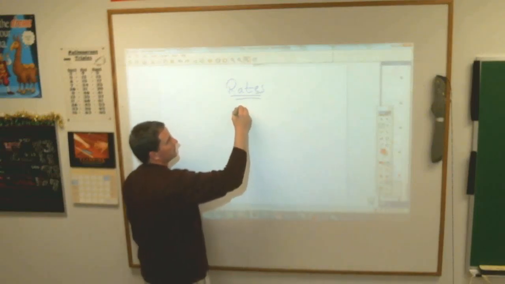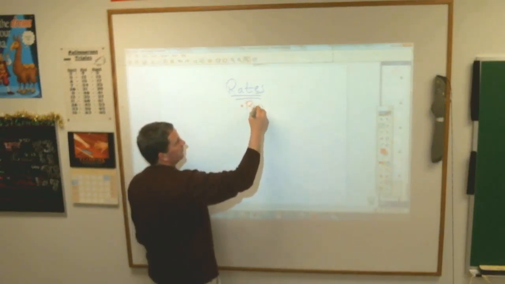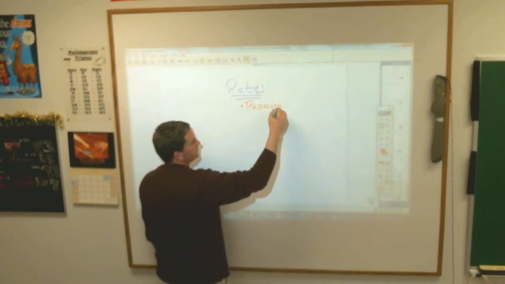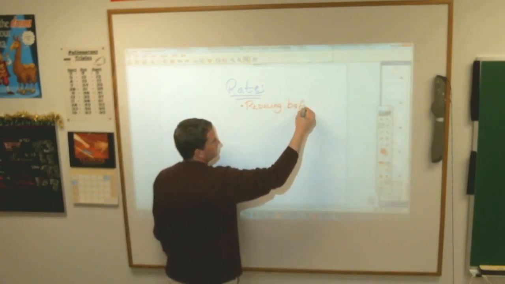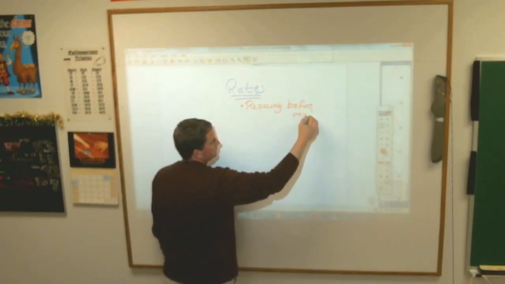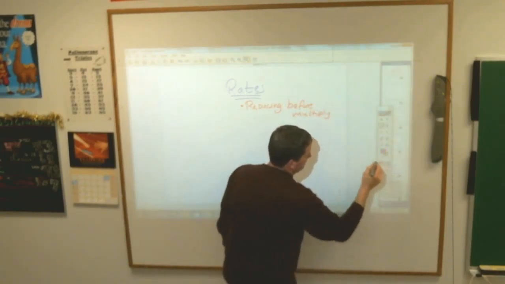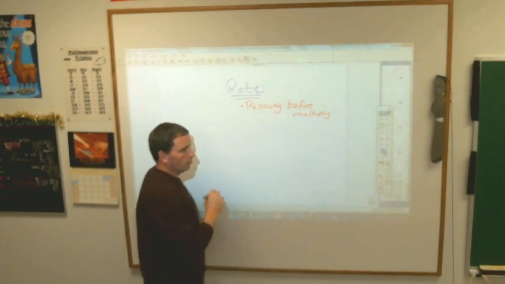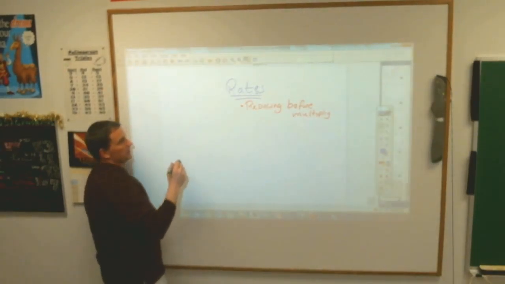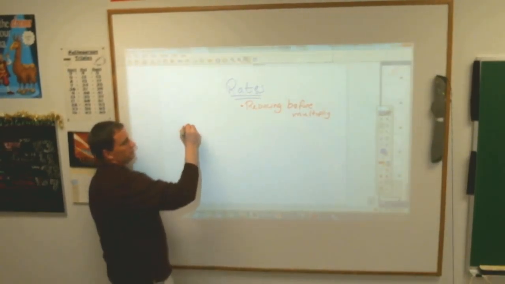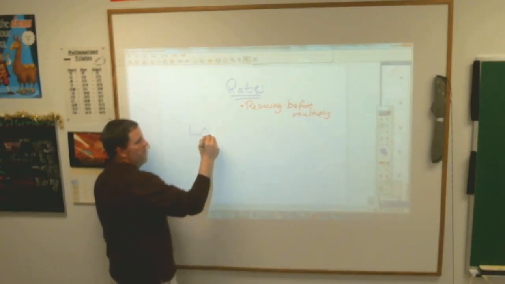The little subheading is reducing before you multiply. And let me put in bold, beautiful letters, probably the most important thing here. When you talk about rates, this is one of the heavy hitters.